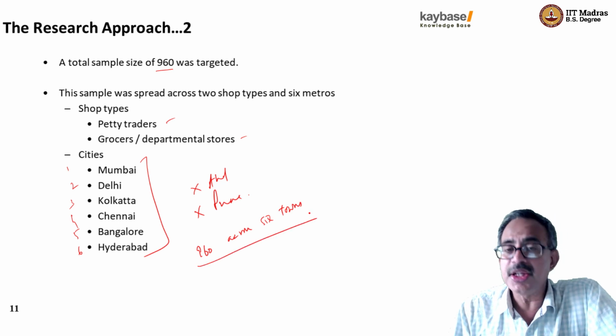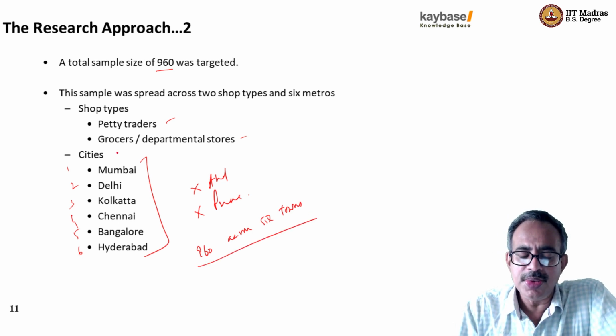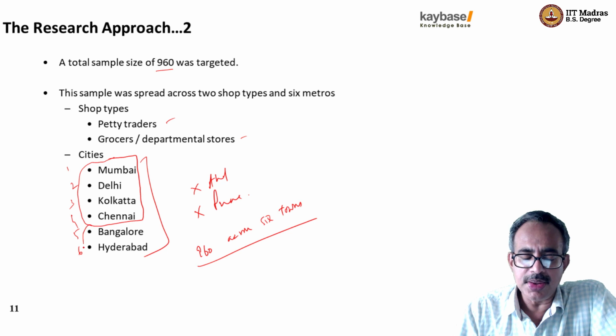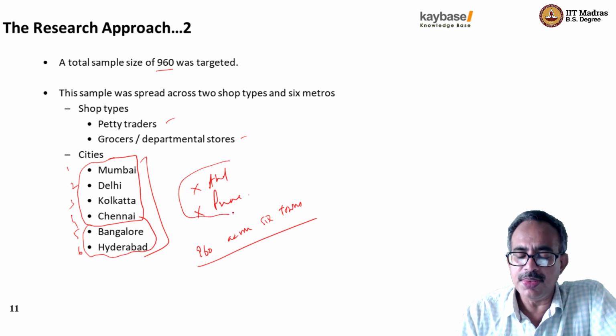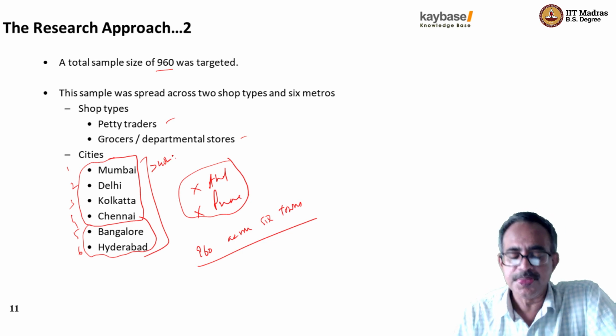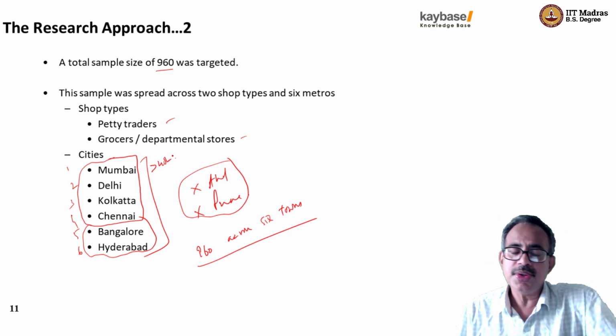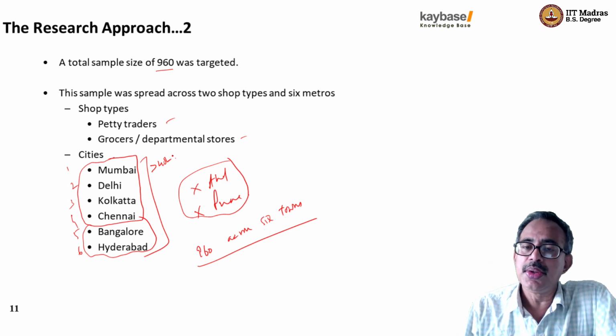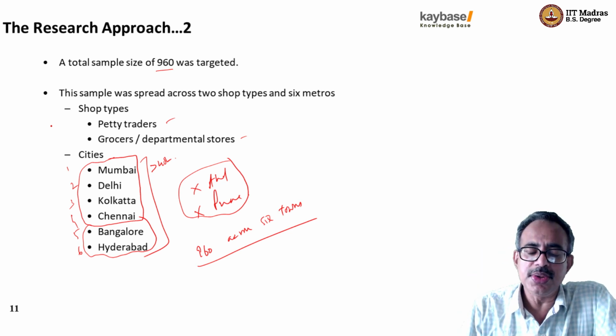Right? Just to give a little bit of context, traditionally in India we used to think in terms of 4 big metros. Bombay, Delhi, Calcutta, Madras, and then Bangalore and Hyderabad joined the party, and more recently Ahmedabad and Pune. But these were traditionally the 4 big metropolitan towns which had a population of more than 40 lakhs. Right? So this is the study design that we used for the sample size 960, covering 6 towns, 2 kinds of shops. Right? Let's look at the questionnaire.